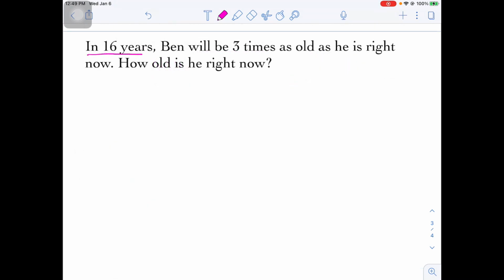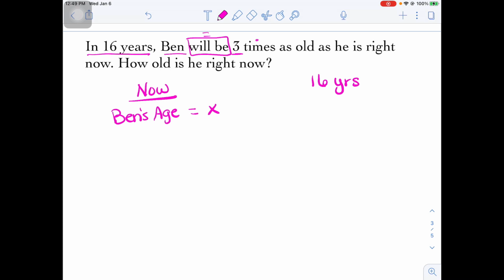All right, here's another. In 16 years, we're talking about 16 years, something's going to happen. Ben will be, think about that as an equal, 3 times, that's multiplying, as old as he is right now. How old is he right now? Well, we don't know. So right now, Ben's age, we're going to call X, because we don't know it. But we know in 16 years, we're going to be comparing it. So Ben's age in 16 years is going to be whatever he is now, which is X, plus 16. So there's our 2 expressions.